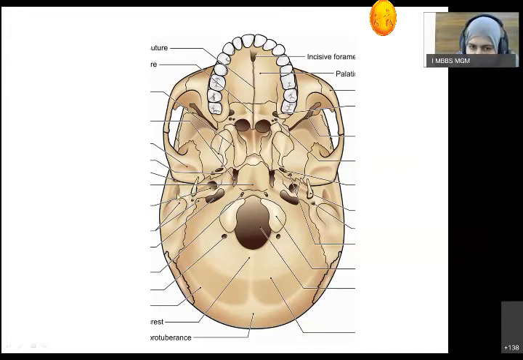So here just try to understand. This is the external acoustic meatus, and this tympanic plate is forming its anterior wall. It also forms some part of the posterior wall and floor. Okay, so this is the tympanic plate.